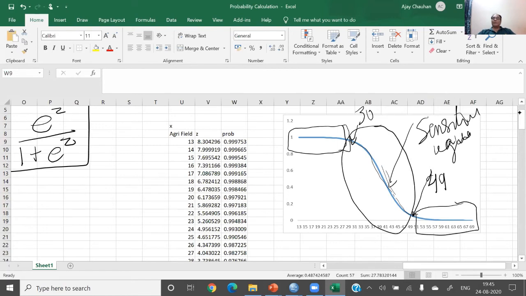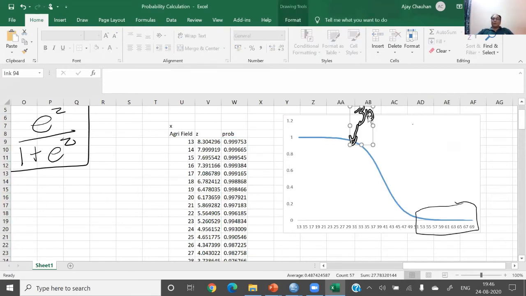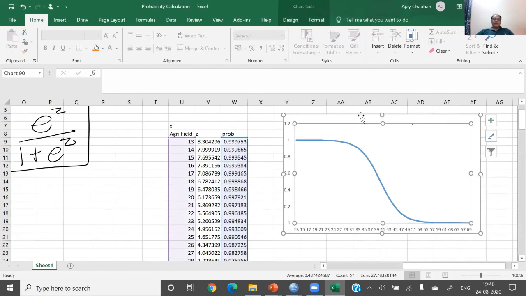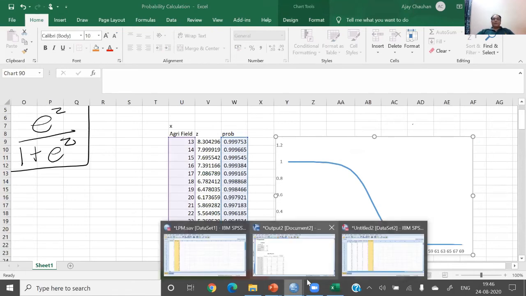Now this is the impact of the agriculture field on migration, how the probability of migration depends on the agriculture field. Because there are many variables in the file, I am showing you the interaction effect. So how do we accommodate the interaction effect in the logistic regression? Let's see. After this exercise, where is my file?